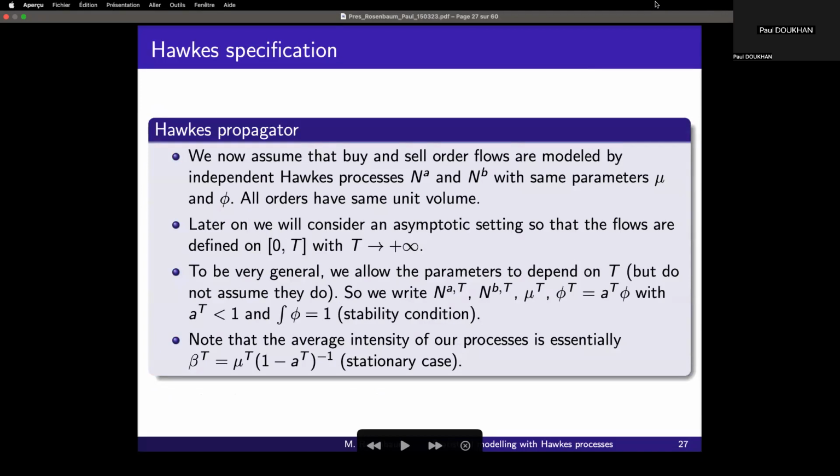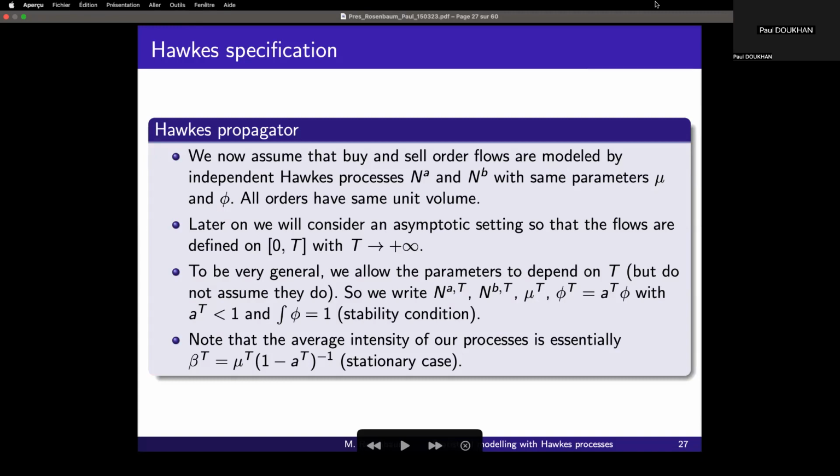Okay, so I have Hawkes processes on [0, T]. And I'm going to allow the parameter, and in the end, T is going to go to infinity. I don't want to make any assumption on the parameter. I'm going to allow the parameters of my Hawkes processes, which are the baseline intensity and the kernel, to move with T.